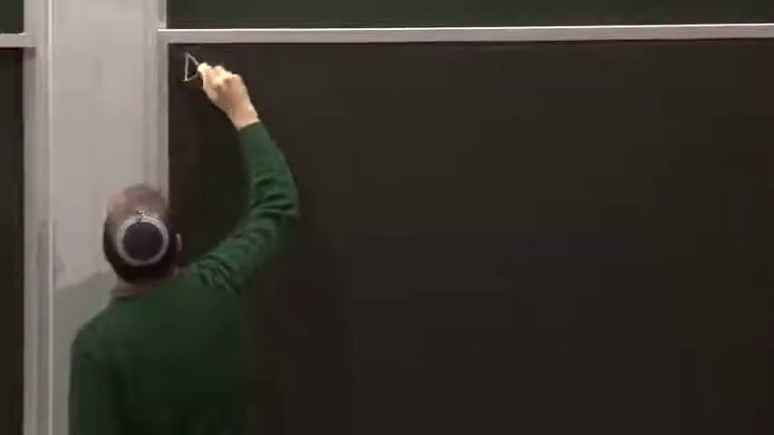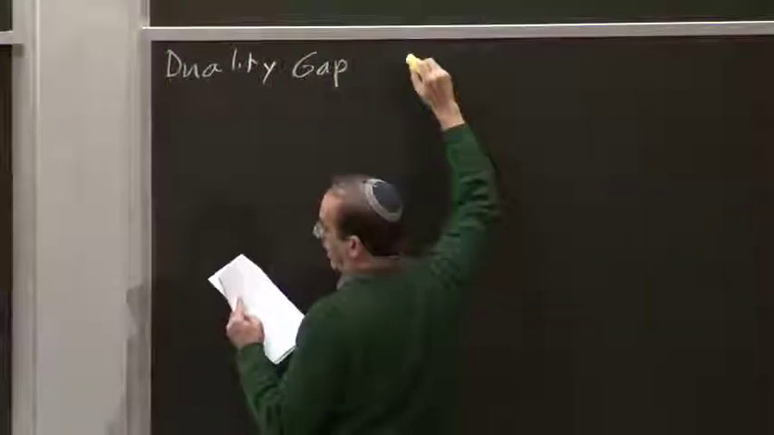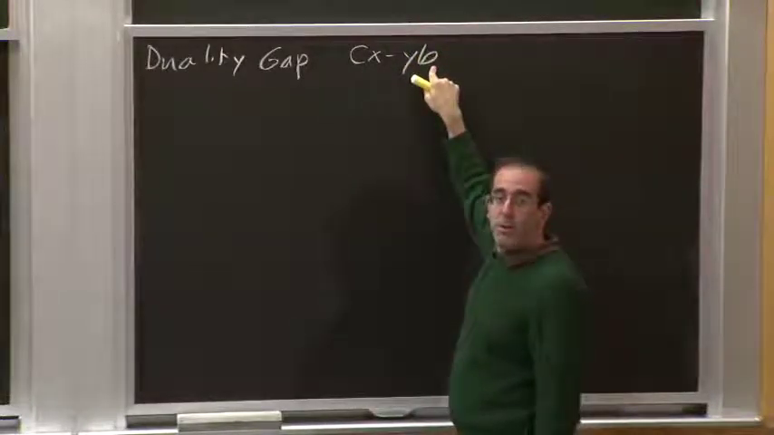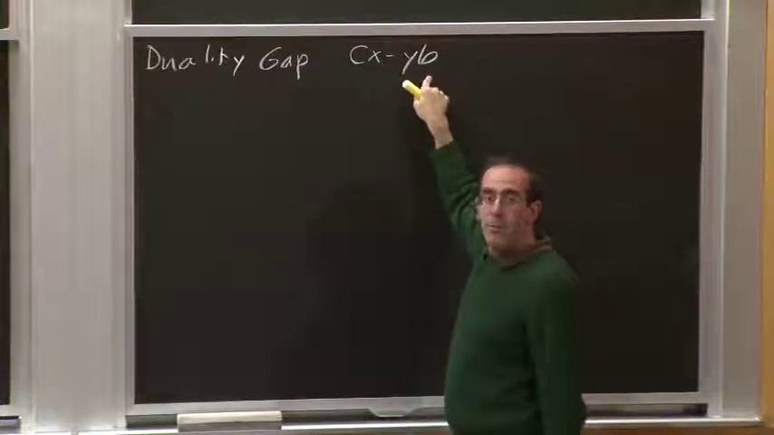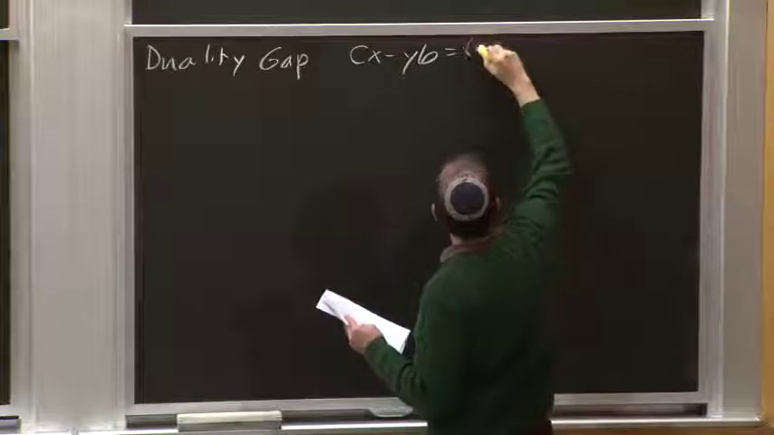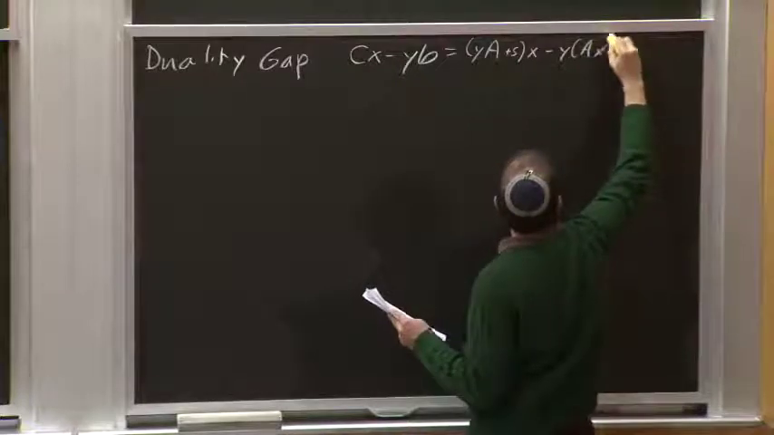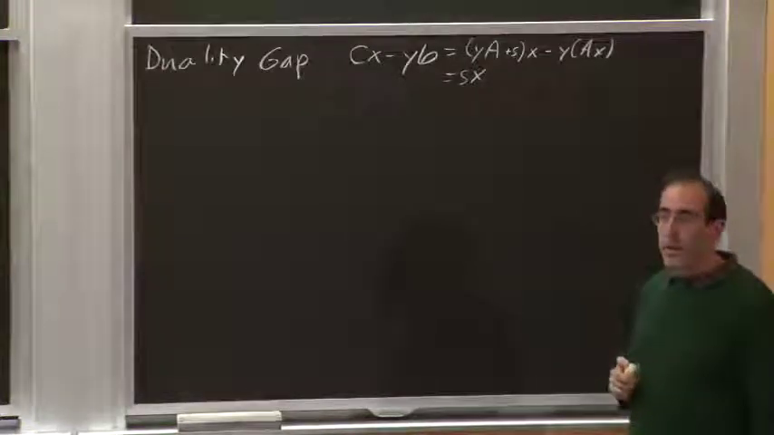We can also say now that we have primal and dual feasible solutions, remember we can also say that the duality gap, cx minus yb, right? This is the value of the primal problem, this is the value of the dual problem. The optimum is somewhere in between. So this actually tells us how far away we are from optimum, right? Well, cx is ya plus s times x minus y times ax is therefore equal to s times x, right? Now, what is s times x?